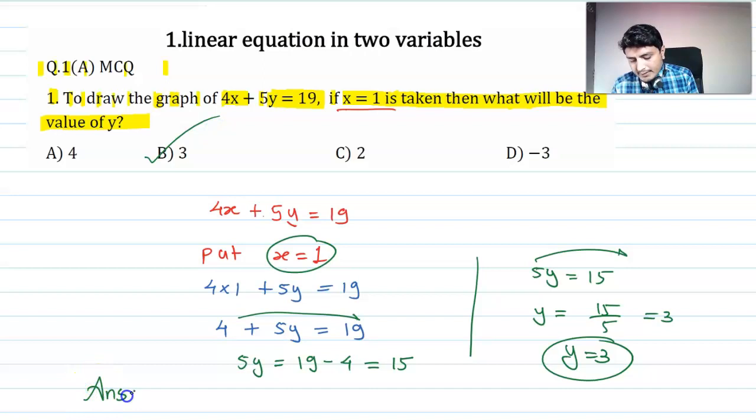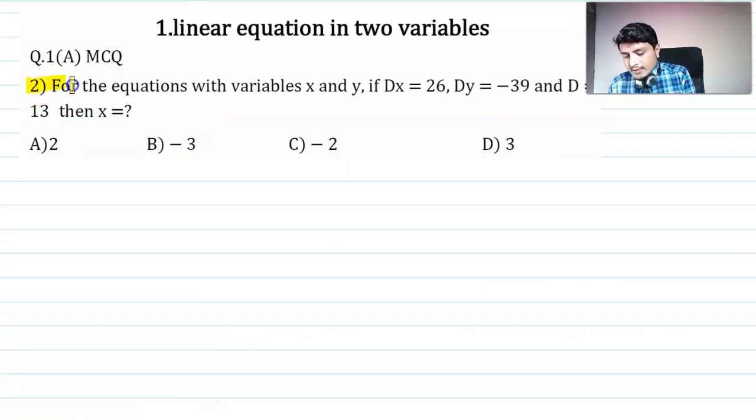So how to write the answer? Our answer is of the form: choice code is B and the answer is 3. Look at the second question. For the equations with variables x and y, if Dx is equal to 26, Dy equals minus 39 and D equals 13, then x is equal to.